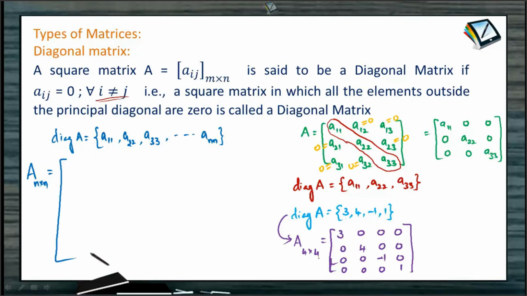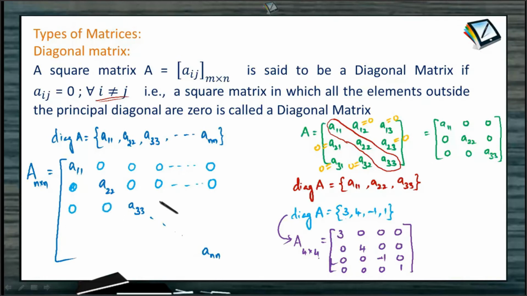Then there should be n rows and n columns, in which the first row, first column element must be A11, the second row, second column element must be A22, the third row, third column entry must be A33, and so on up to the nth row, nth column element, which must be Ann. And the rest of all elements must be zeros. That means the element at 1,2, the element at 1,3, the element at 1,4, and so on up to the element at 1,n must be 0. Similarly, the element at A21 should also be 0. The element at 2,3 should be 0. So on up to A2n also must be 0, right?